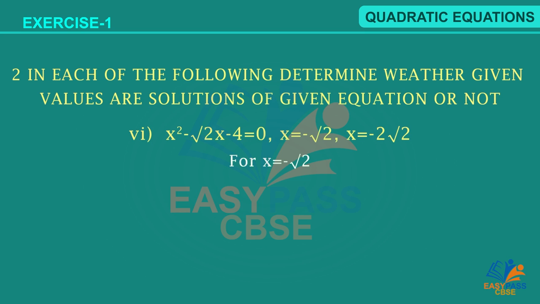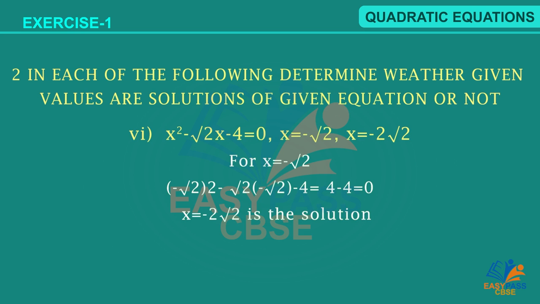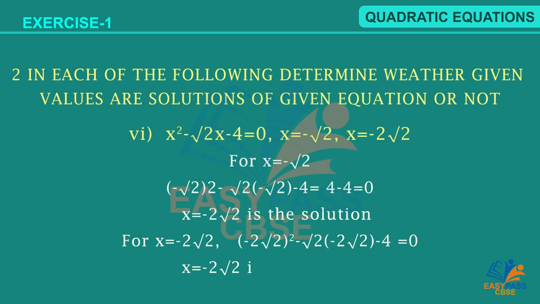By substituting x equal to minus root 2, we get 0. Therefore, x is equal to minus root 2 is a solution. By substituting x is equal to minus 2 root 2, you get minus 2 root 2 whole square, minus root 2 times minus 2 root 2, minus 4, which is 0. Therefore, x is equal to minus 2 root 2 is also a solution.